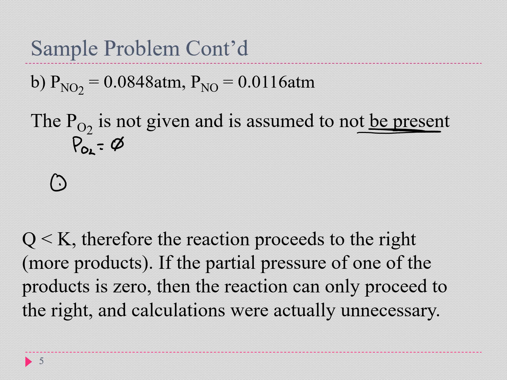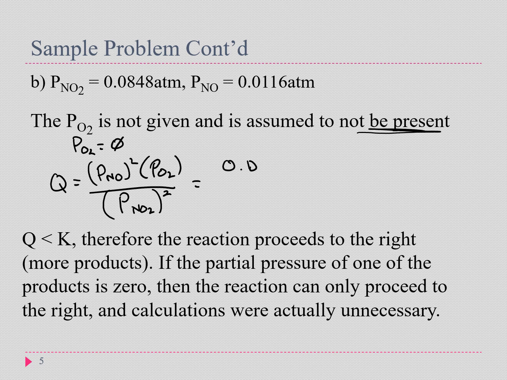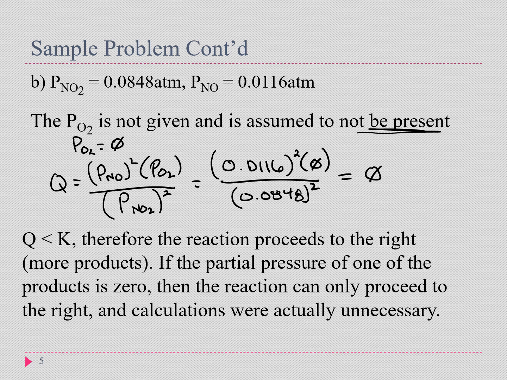And so again, we have Q is the partial pressure of nitrogen monoxide squared times the partial pressure of oxygen, divided by the partial pressure of NO2 squared. This is 0.0116 squared times 0 divided by 0.0848 squared. Well, this is going to be equal to 0. And so again, our Q, 0, is smaller than 0.5.